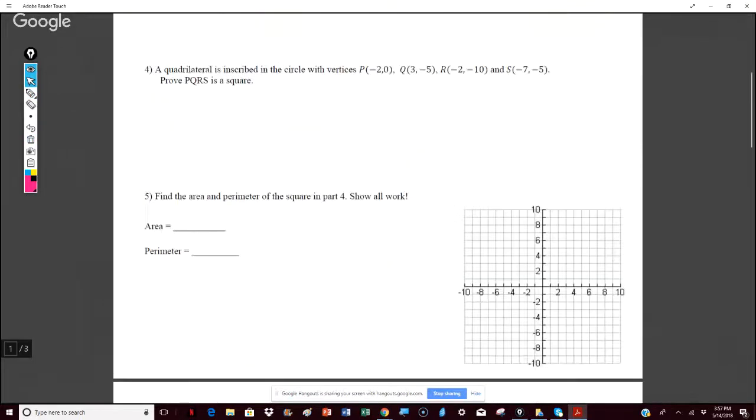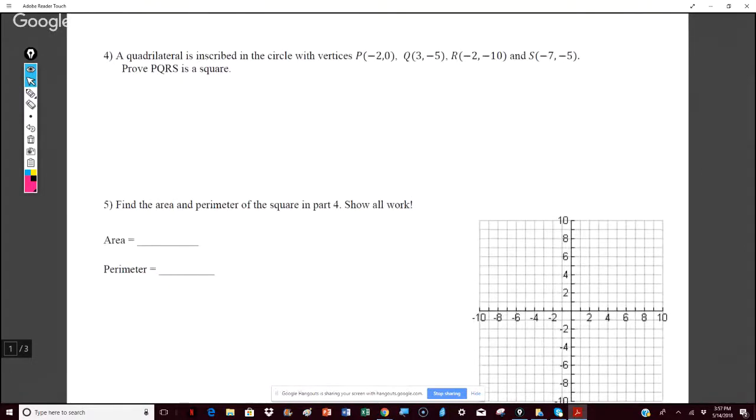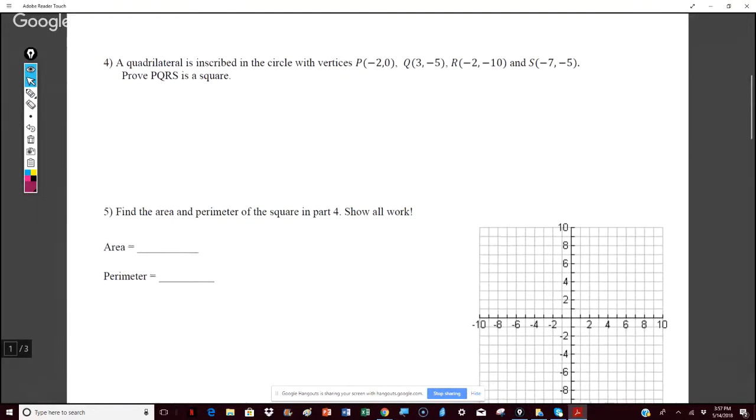Okay, last couple questions on this side. The quadrilateral is inscribed in the circle with the vertices such and such, such and such. Prove it's a square. Well, this is a long problem. I recommend doing slope 4 times. We're actually going to do slope 6 times.